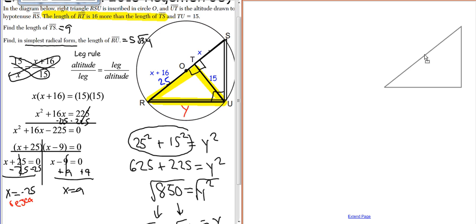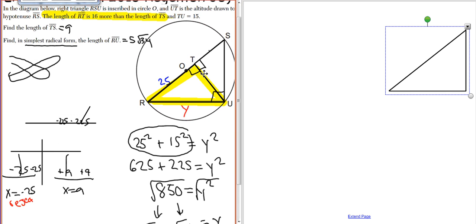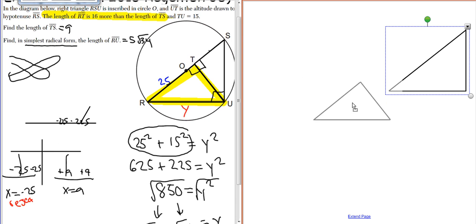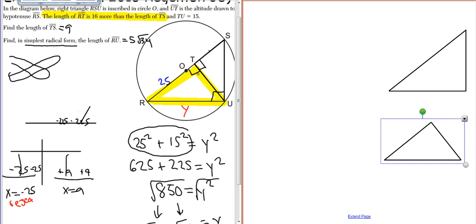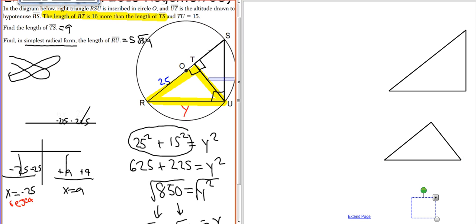Okay, now the way I did it is I used the leg rule, right? That was my approach for this question. If you want to use yesterday's approach of breaking up the triangles, you can, and I'll just go over that real quick. Here is the big triangle. Here is the medium one. And here is the smaller one.